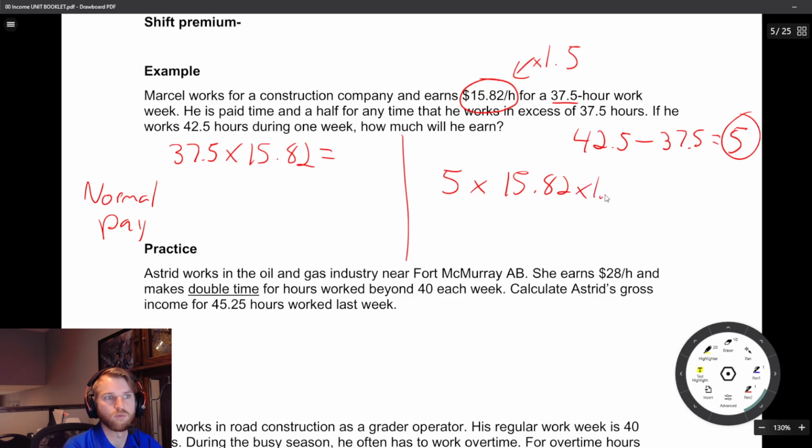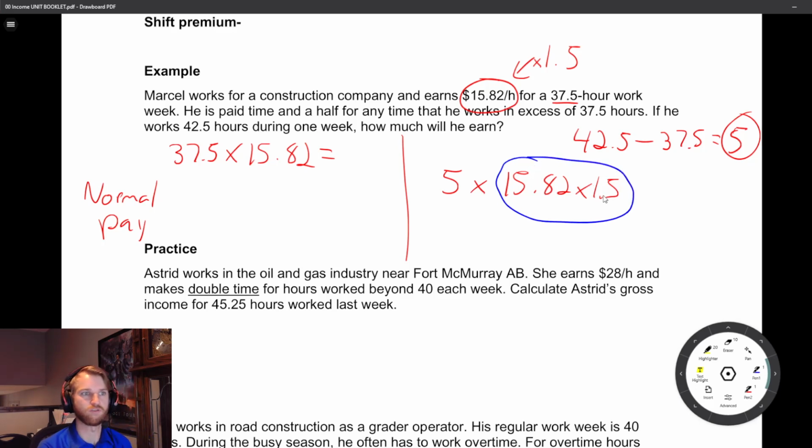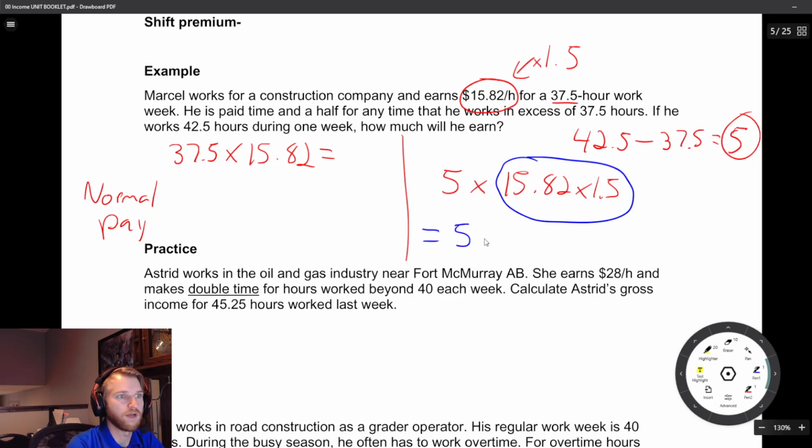but also times 1.5. This part here is taking his normal wage and giving him an extra 50%. He's timing it by 1.5. So let's see what that part is first, and then we'll times it by the number of hours. 15.82 times 1.5 would give us 23.73. So I'm going to rewrite this down here as 5 hours times his overtime pay, which is $23.73.